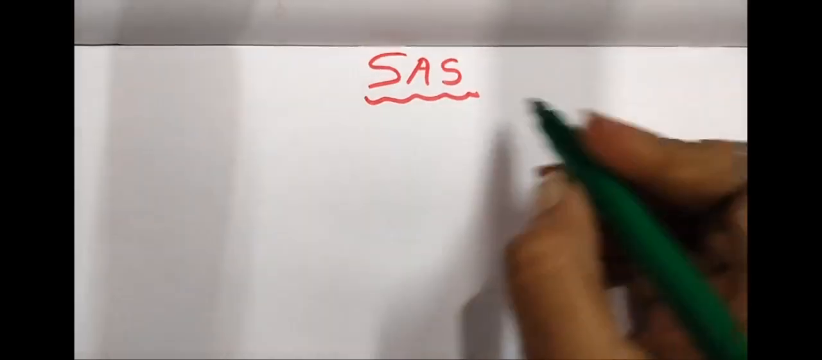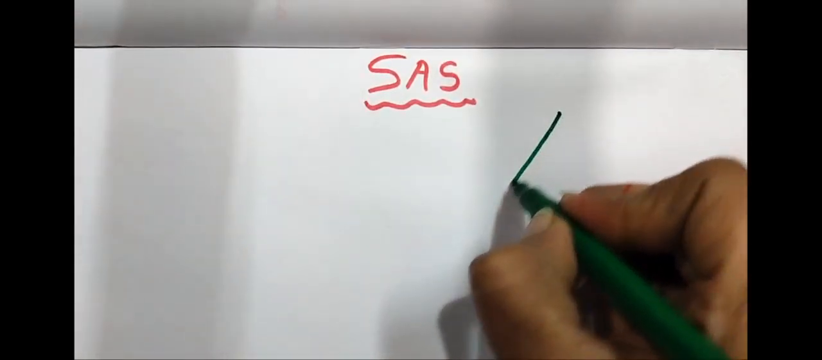Now let's start the next criteria. SAS. That means side angle side. In this criteria, 2 triangles are congruent if 2 sides and the included angle of one triangle are equal to the 2 corresponding sides and the included angle of the other triangle. So this is called SAS congruence condition. So let's try to solve few sums based on this criteria.